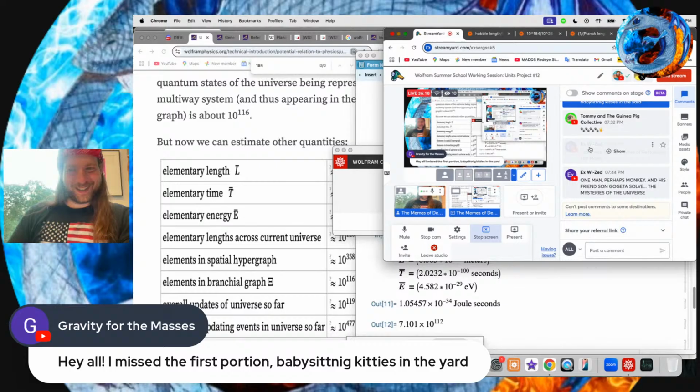One man past monkey and his friend Son Gogeta. See, I was always more of a fan of Vegito personally, but that's a matter of personal preference.